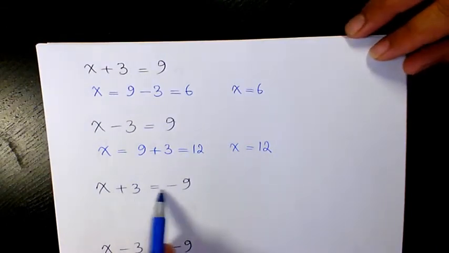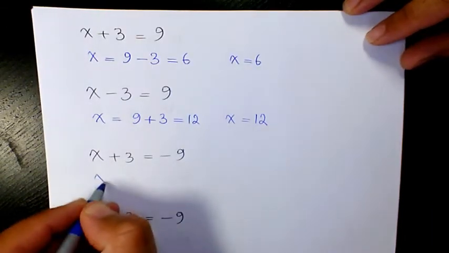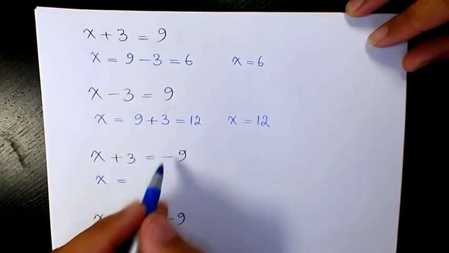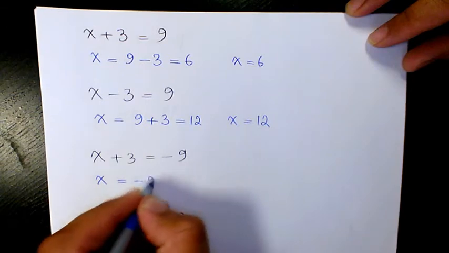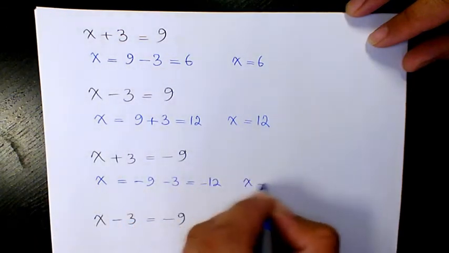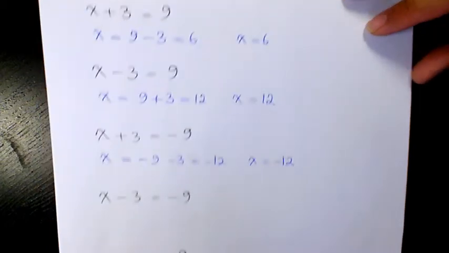x plus 3 equals negative 9. So I keep x on the left hand side and move plus 3 to the other side, so it becomes negative. So negative 9 and negative 3 is going to be negative 12. So x equals negative 12.